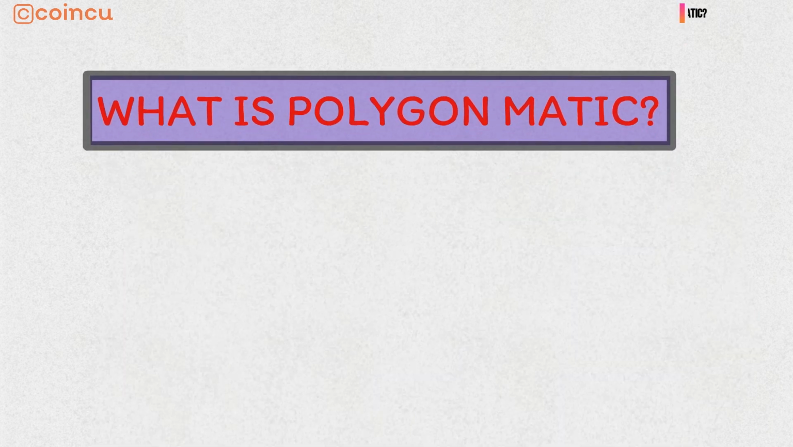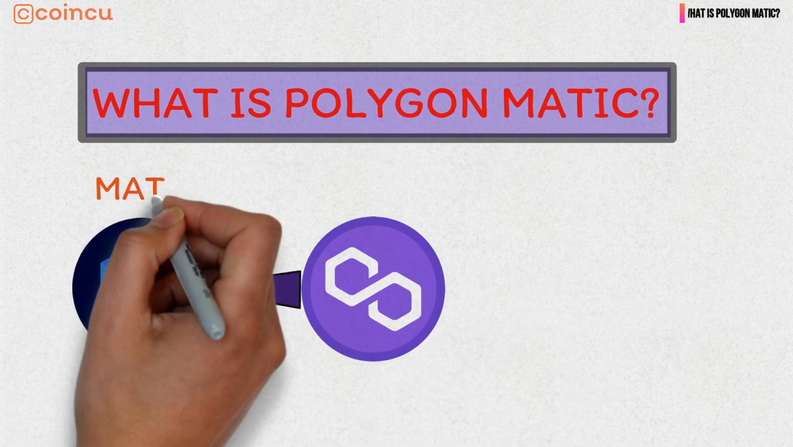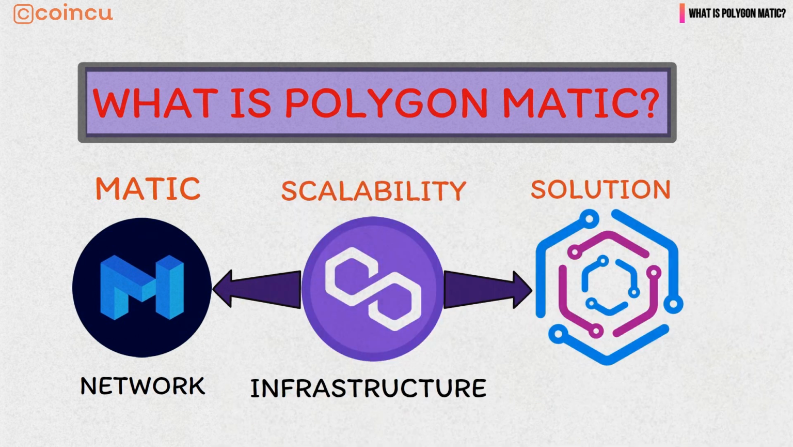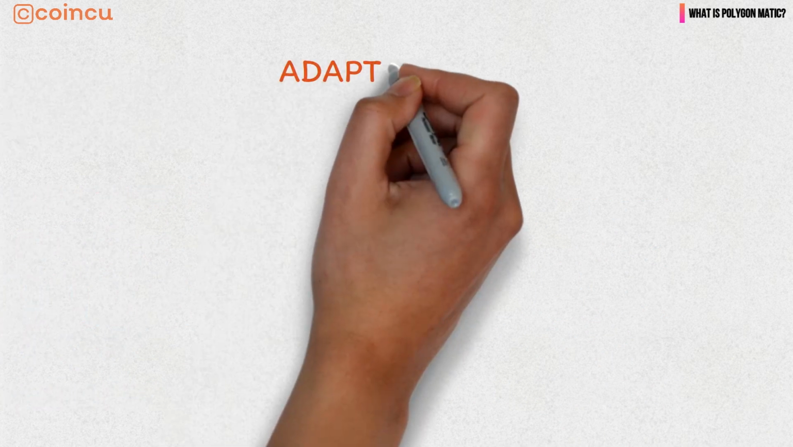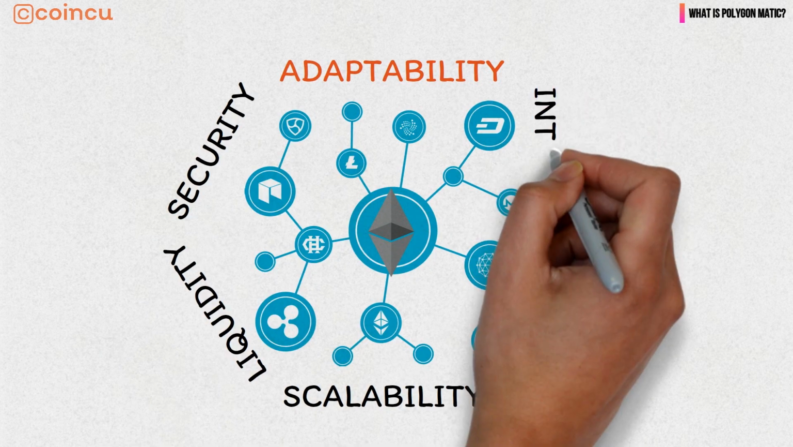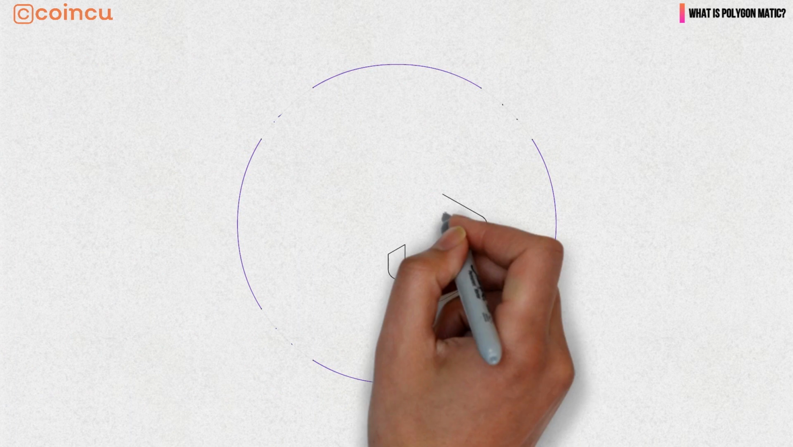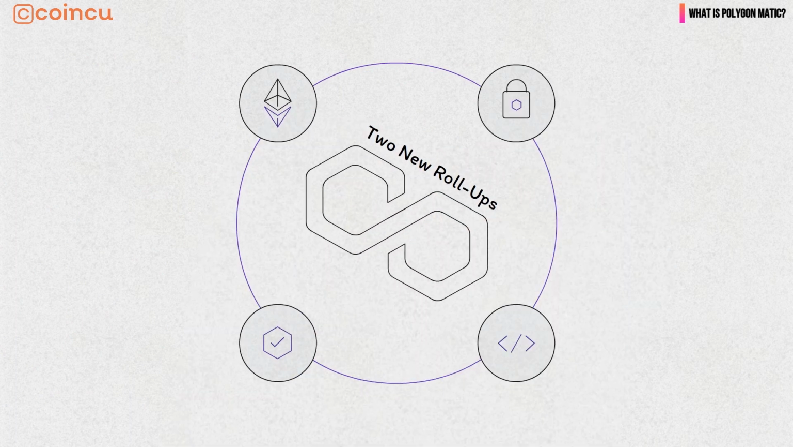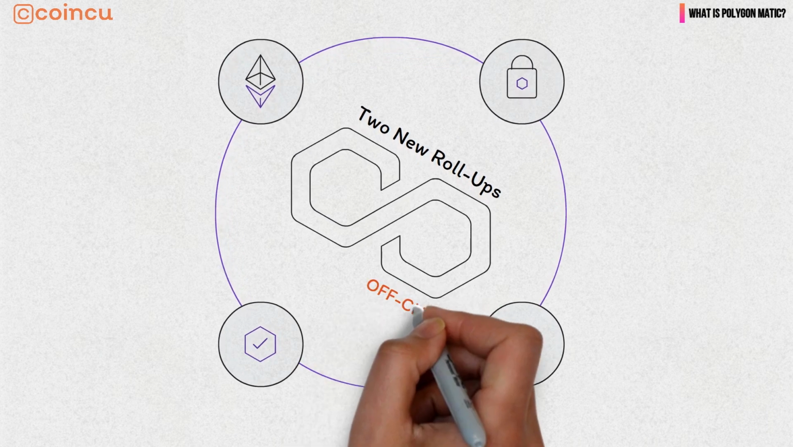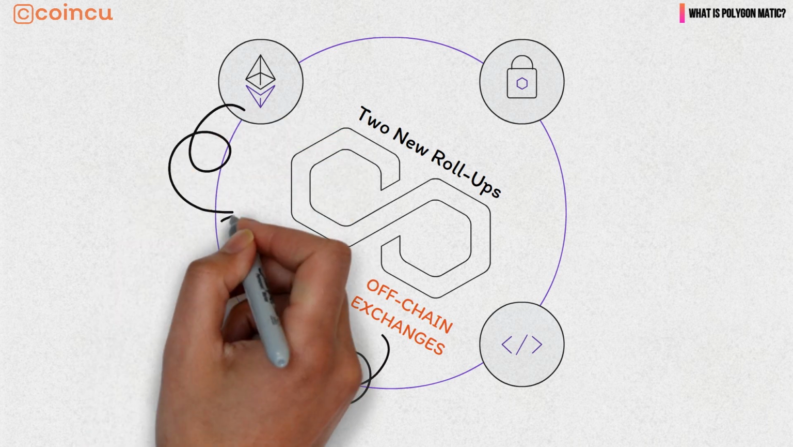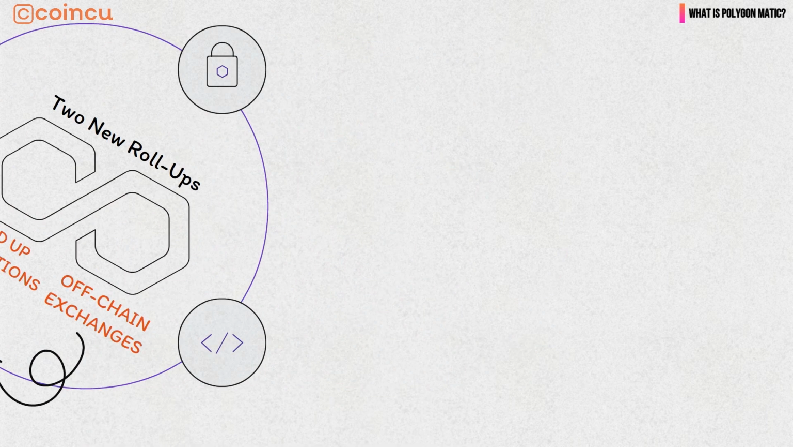What is Polygon Matic? Polygon, previously known as Matic Network, is an interchain scalability solution that gives an infrastructure for creating blockchain networks that can interface with each other. It intends to bring the adaptability and scalability of alt-chains along with Ethereum's security, liquidity, and interoperability. Polygon is further looking forward to admitting 2 new rollups in its platform later on. One will distribute loads of off-chain exchanges together into a solitary trade, while the other will run on top of the Ethereum network to speed up transactions.